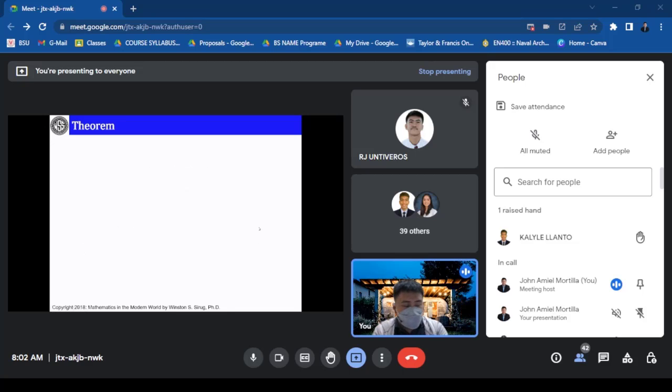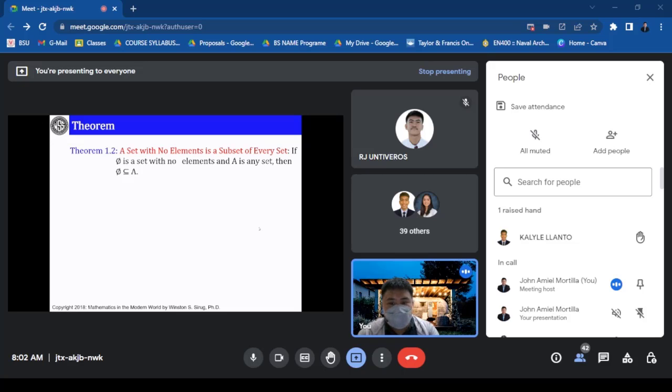So, next we have theorems. Theorem 1.2, a set with no elements is a subset of every set. So, if null set or 0 is a set with no elements and A is any set, then the null set or 0 is always a subset of A.